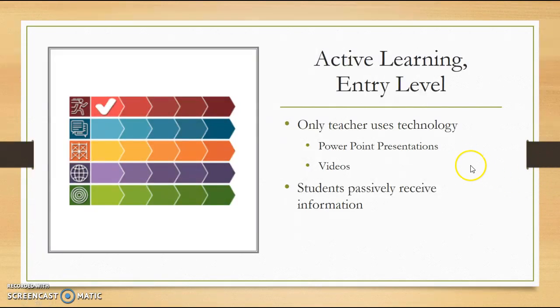The first one is active learning entry level. And this image here shows you where that is on the matrix that we just saw. It's up at the very top and the far left. In active learning entry level, only the teacher is using technology. The teacher is doing so by lecturing using a PowerPoint presentation or by showing students videos. And during this type of technology integration, students are passively receiving the information.